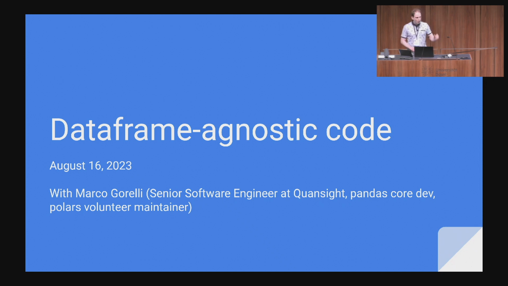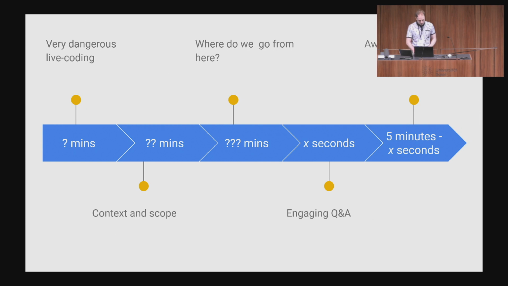So, first of all, why would anybody care about DataFrame-agnostic code? Let's talk about that, but first, let's talk about what we're going to do. So we just did very dangerous live coding, which we survived, winning. Now I'm going to give you a bit of context and scope. We'll then talk about where we go from here. We can then have X seconds of engaging Q&A and 5 minutes minus X seconds of awkward silence. It's really up to you how long the X is going to last.